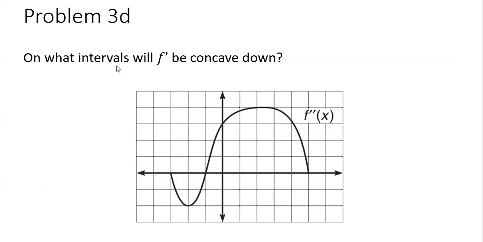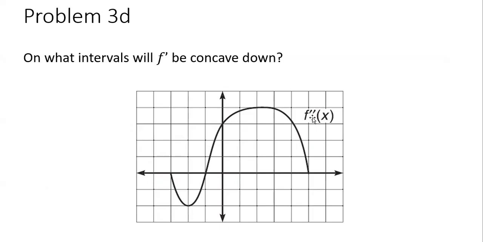Okay, so you got to be careful. It's asking about f prime's concavity, which means we need f prime's second derivative, which is this guy's derivative. So you got to be flexible in thinking about all these things. They ask so many different types of questions in just one simple graph. Okay, so f prime will be concave down when f triple prime is negative.